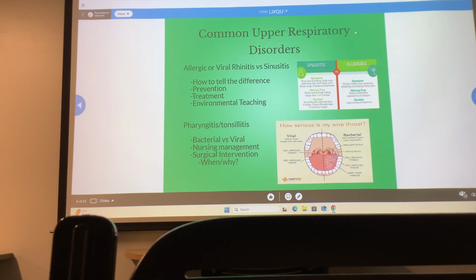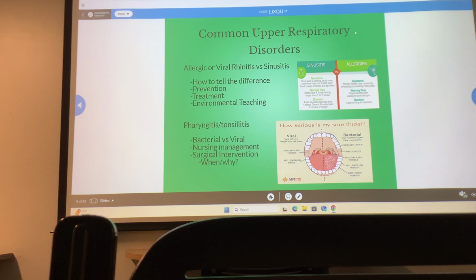So when it comes to treatment, how are we going to treat allergic rhinitis? We kind of already talked about it, right? Those antihistamines. What about viral rhinitis? Just keep them hydrated, right? Essentially, you're treating the symptoms, right?